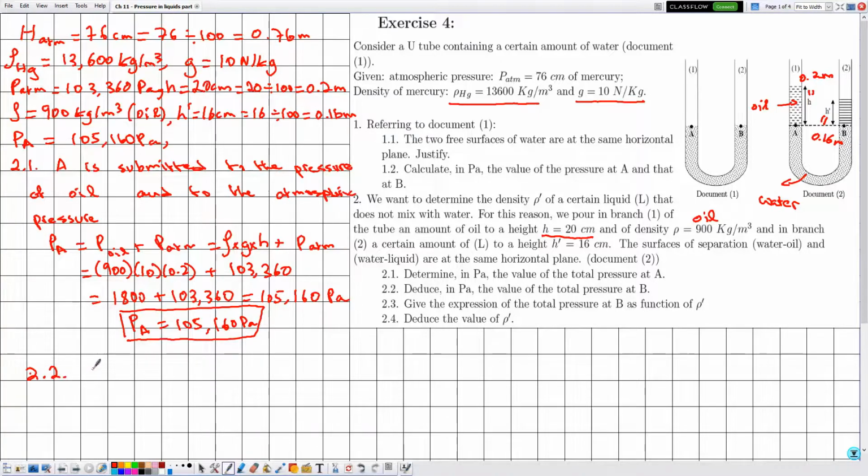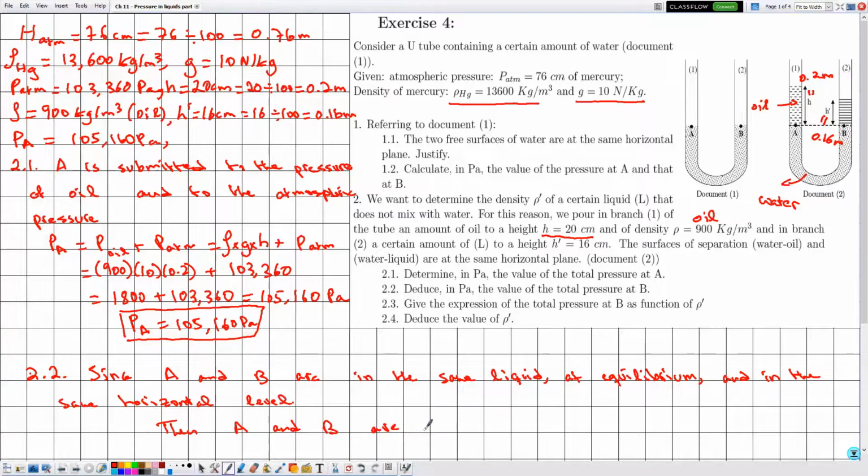let's say first the justification: since A and B are in the same liquid, which is in this case water, at equilibrium, and in the same horizontal level, then A and B are submitted to the same pressure, which means that the pressure at the point B is equal to the pressure at the point A, which is equal to 105,160 Pascal.